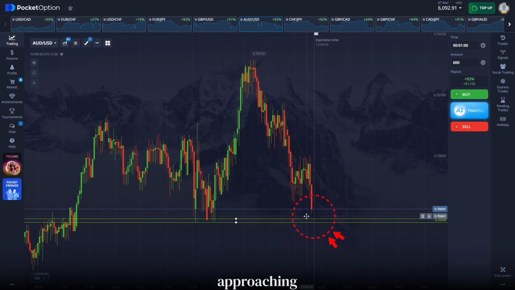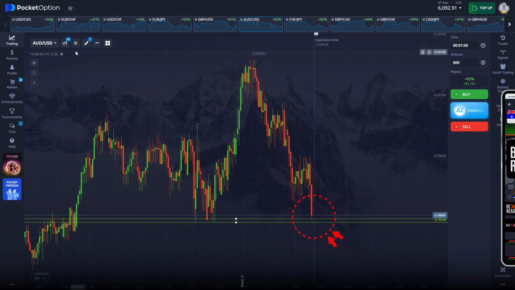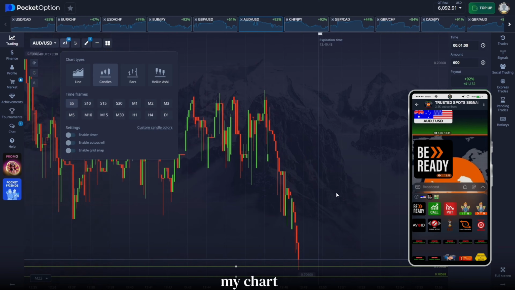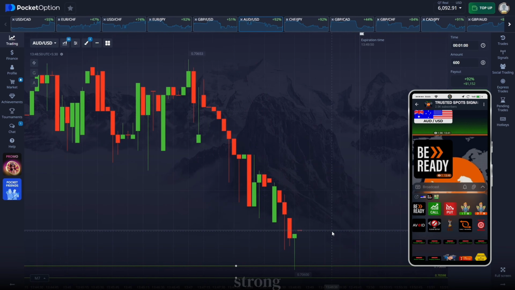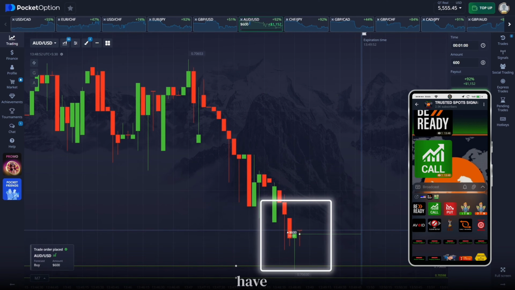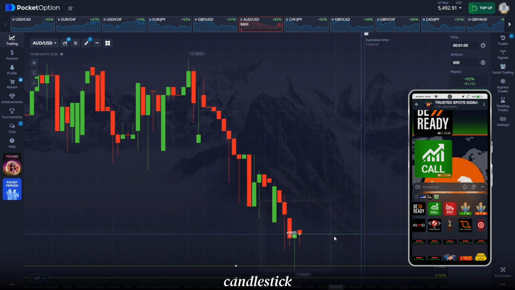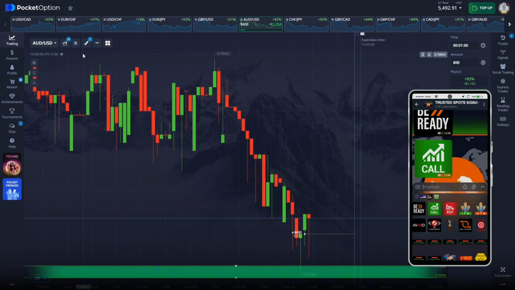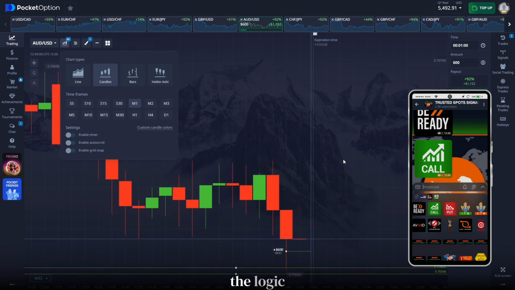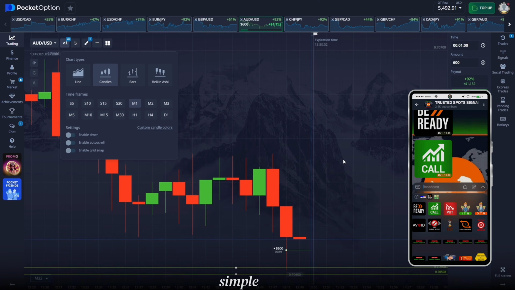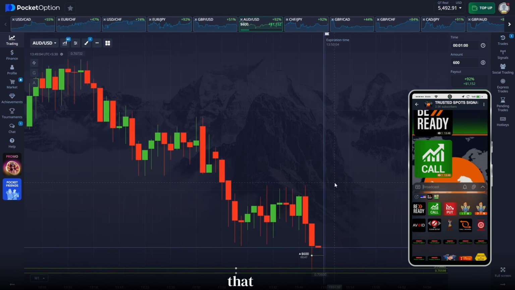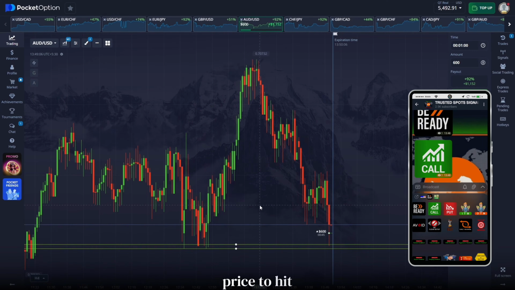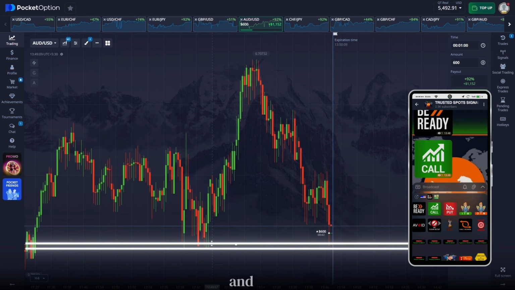Price finally approaching the support level. I will switch now my chart to 5-second chart because I need a strong confirmation. And yes, we have a hammer candlestick formation as soon as price hit the support level. Now let's understand the logic behind this trade. So it's a simple trade setup. I told you that I will wait for the price to hit this zone exactly, and once price reaches here, I will look for reversal confirmation and will place my trade.